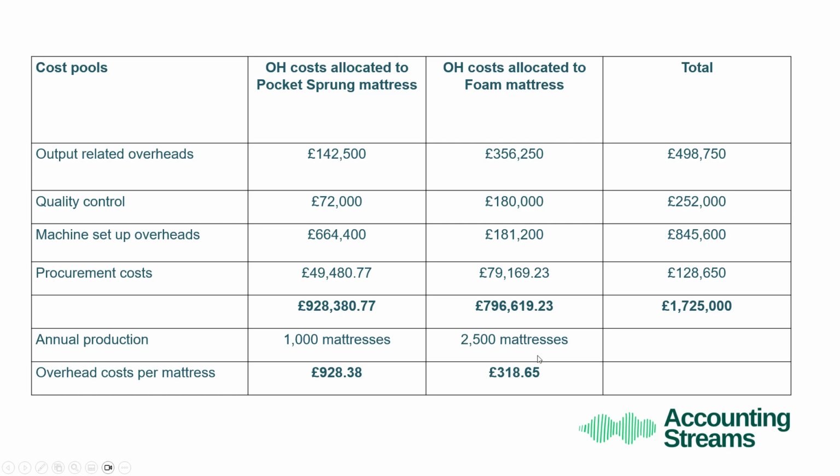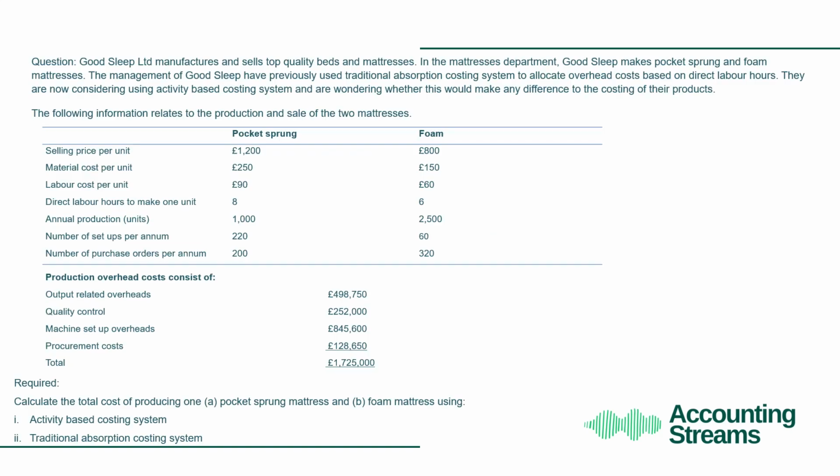So the overhead cost per mattress for pocket sprung will be £928.38, and for foam mattress will be £318.65. So all we've done here is to divide the total overhead cost by the number of units to be produced in the year. So the next and final thing we need to do here is to add our direct cost to this indirect cost so we can work out the total unit cost. So going back to the question, we're given our direct costs here, which are the material cost and the labor cost. We've already worked out what the total production overhead cost per unit should be.